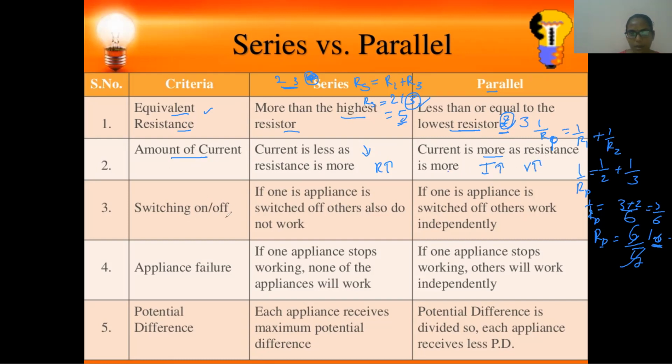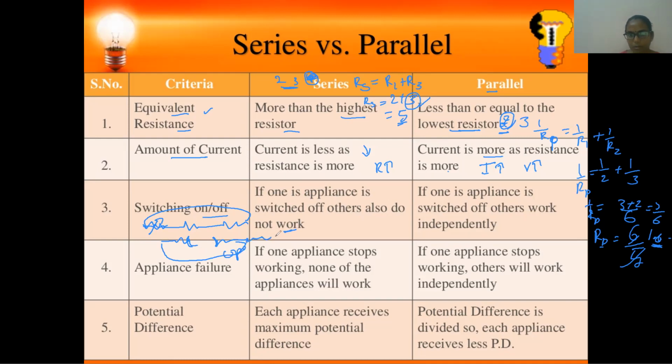And switching on or off. In case of series, if one appliance is switched off, all others also are not going to work. Suppose we are connected like this in series, no? So if one goes off, imagine this goes off or the resistance is off, that means it creates a gap. If electricity passes, definitely there must be a closed path, right? Here a gap is created. When one bulb is not working, it means a gap is created here. That means the circuit becomes an open circuit in case of series. That is why it will not work.